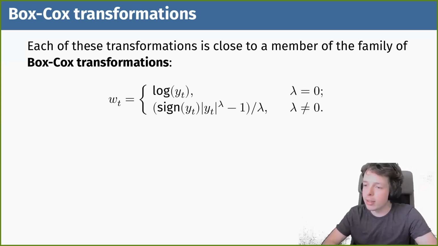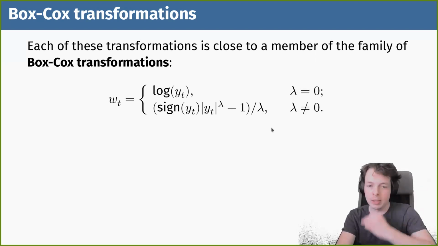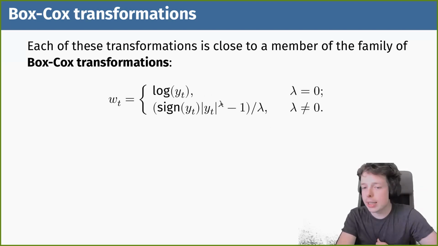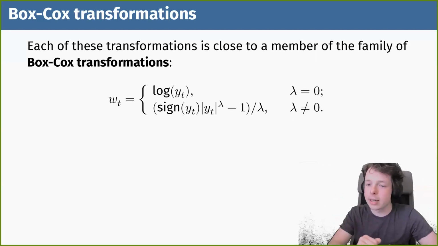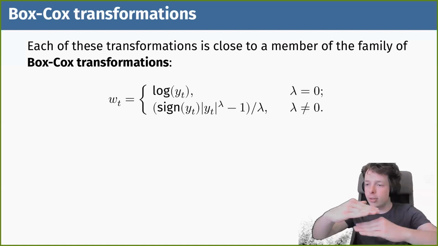What if lambda is equal to a half? If lambda is equal to a half, we have yt to the power of a half minus 1 divided by 1 over 2. Now the important part here is this power term. Yt to the power of half, that's my square root. So I'm taking the square root of the data, minus 1 divided by 2. The minus 1 again does nothing, it just shifts the time series up and down, and the dividing by a half just squishes the time series.